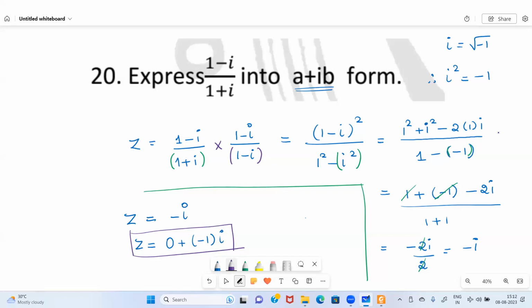Very simple. 1 minus I by 1 plus I. You have to write it in the form a plus ib, which means you multiply and divide by the conjugate of the denominator. Denominator is 1 plus I. So conjugate of the denominator will be 1 minus I. So you multiply numerator and denominator with 1 minus I. In the numerator, it is 1 minus I into 1 minus I, which is 1 minus I whole square. Denominator is a plus b into a minus b, which is a square minus b square. Okay, students? And then just the expansion. Clear, students? Okay.